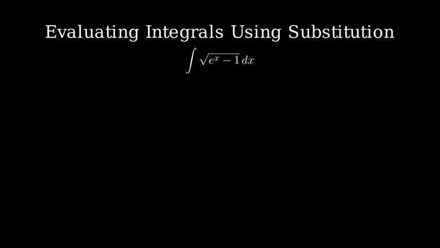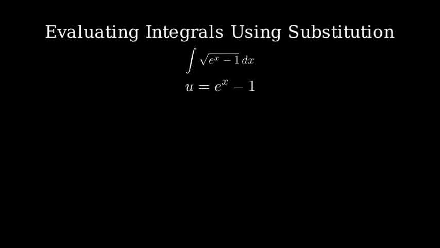In this lesson, we're going to evaluate the integral of the square root of e to the power x minus 1 with respect to x using substitution methods. Our goal is to solve the integral of the square root of e to the power x minus 1, all with respect to x. The first step in using substitution methods is to select a substitution that simplifies the integral.